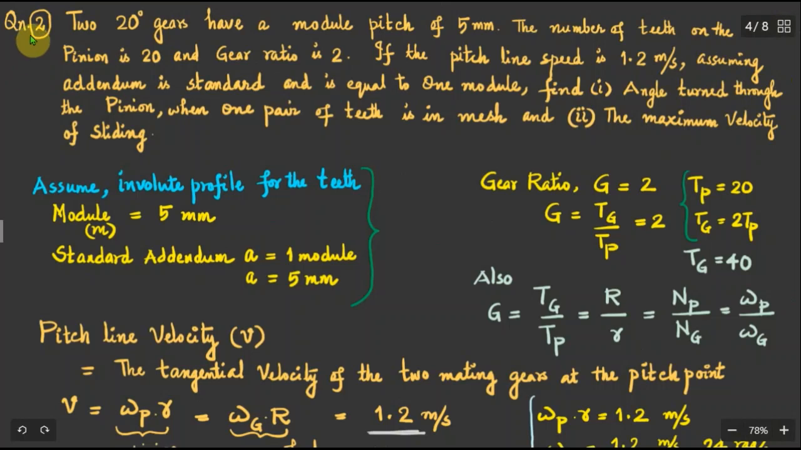Now the second question. Two 20-degree gears have a module of 5 millimeters. The number of teeth on the pinion is 20 and the gear ratio is 2. If the pitch line speed is 1.2 meter per second, assuming addendum is standard and equal to 1 module, find 1, the angle turned through by the pinion when one pair of teeth is in mesh, and 2, the maximum velocity of sliding. So we have 2 items to be found out.